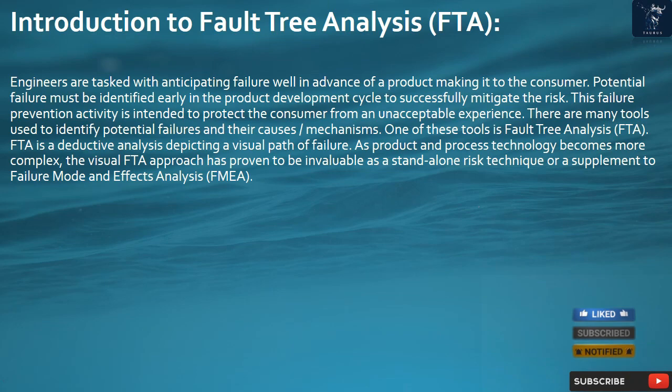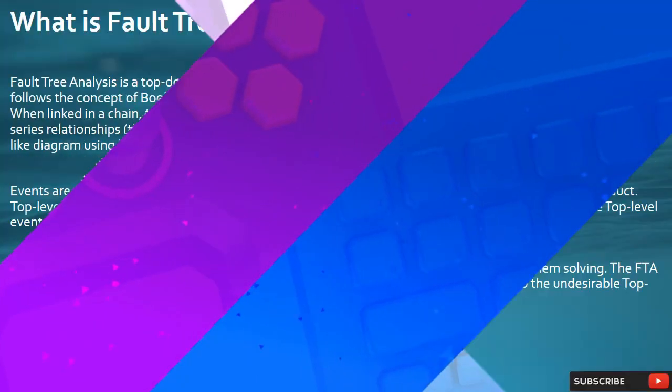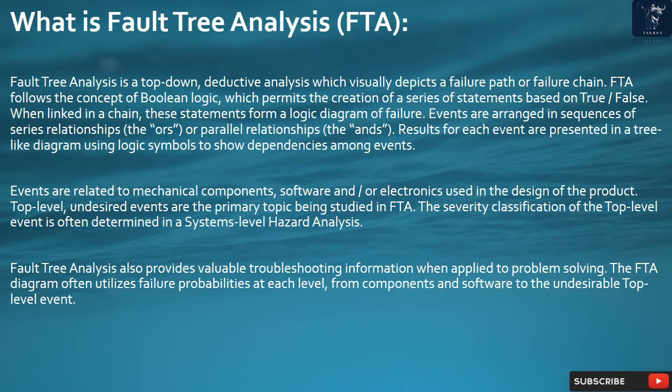FTA is a deductive analysis depicting a visual path of failure. As product and process technology becomes more complex, the visual FTA approach has proven to be invaluable as a standalone risk technique or a supplement to failure mode and effects analysis, FMEA. What is fault tree analysis, FTA? Fault tree analysis is a top-down, deductive analysis which visually depicts a failure path or failure chain.